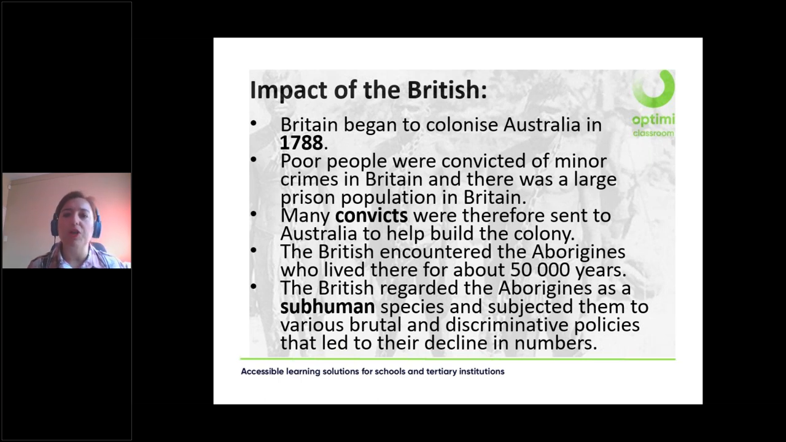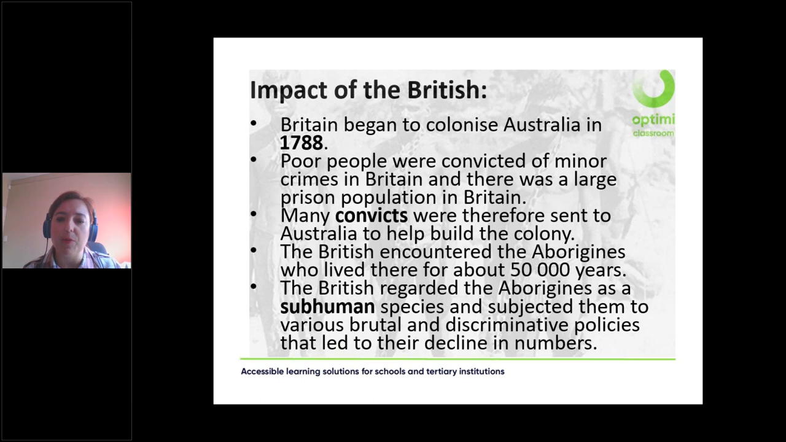So from there on, you will find that a lot of people talk about Australia being founded by criminals. Okay, so in a sense, if you look at the system today, these were not really criminals in many of the crimes that they committed, in the sense that we would regard crime in today's terms. Many convicts were therefore sent to Australia to help build the colony.